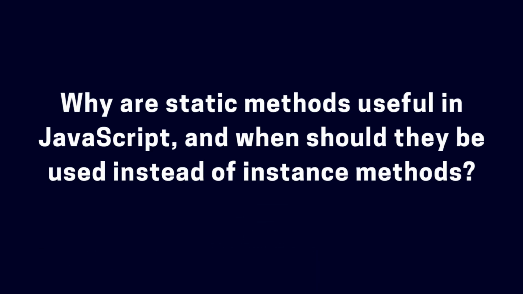Why are static methods useful in JavaScript, and when should they be used instead of instance methods? Static methods are useful for tasks that don't depend on the data of a specific object, but rather on parameters provided to the method. They should be used for general utility functions or operations involving multiple instances of the class.